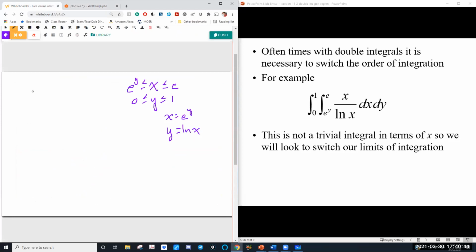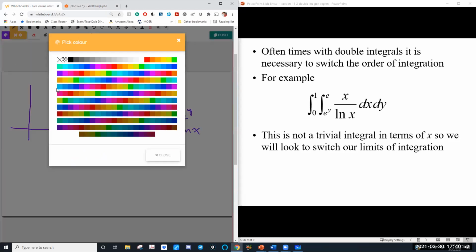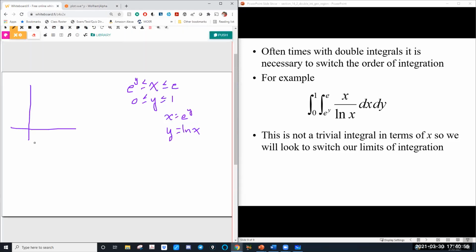All right. So if we were to graph this, e to the y, change colors of our graphs. That's the graph of x equals e to the y. Now, we also have a limit at x equals e, which would be about right here. Well, when x equals e, y equals 1. That's this point here. So that's the point e comma 1.